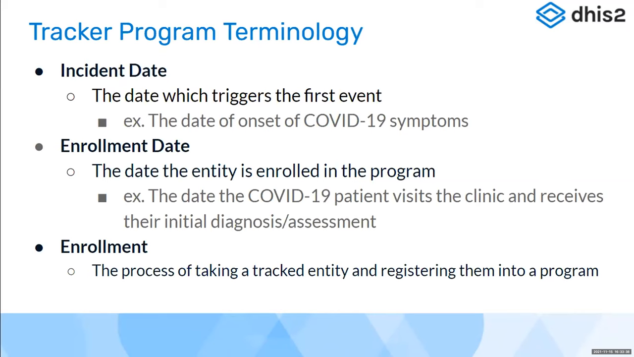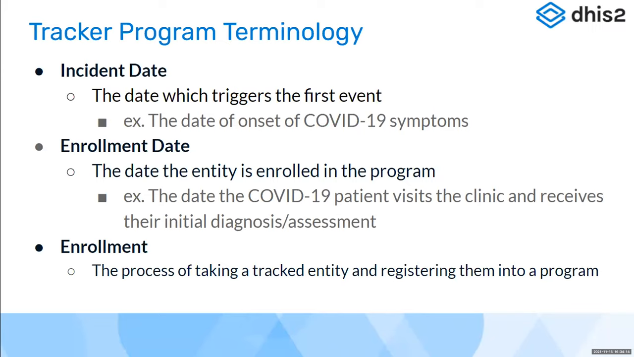So some other terminologies that could also be used, we have something called the incident date. This is the date that triggers the first event. For example, in the COVID-19 case-based surveillance program, we have a program stage on COVID-19 symptoms. So the date that one was registered to have any symptoms, that is what is referred to as the incident date.